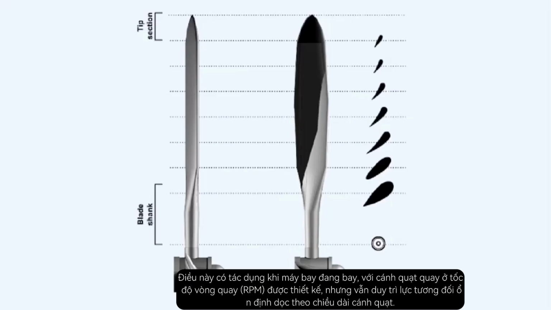This has the effect, when the aircraft is in flight, with the propeller rotating at its designed operating RPM, of maintaining a fairly constant thrust force along the length of the blade.